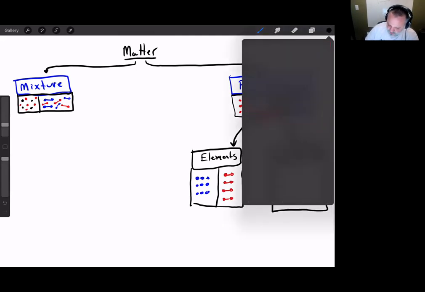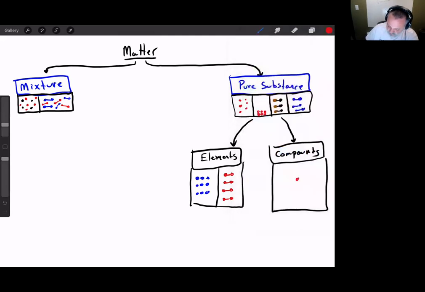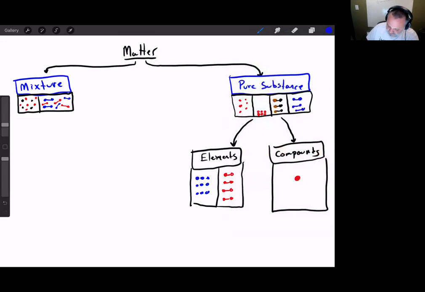Compounds. Remember, a compound has to be a molecule. So it has to be bound together. And not only does it have to be bound together, but it has to be different atoms. So here's a picture of some compounds, or of a particular compound.